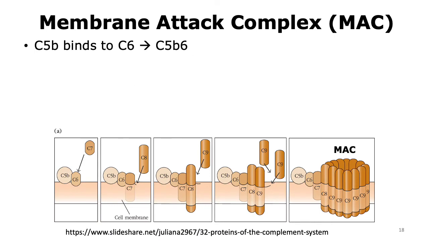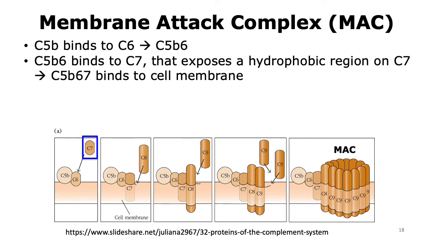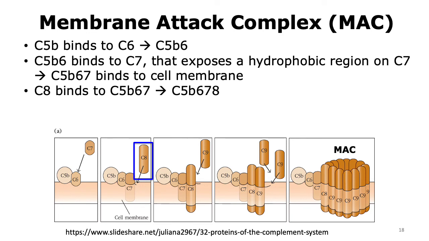Once C5b is generated, it is able to bind to another complement protein called C6. The complex of C5b6 is able to recruit another complement protein called C7. And the interaction of C7 with C5b6 is able to expose a hydrophobic region on C7. And this allows the C5b6-7 complex to be on the plasma membrane of the pathogen. They recruit another complement protein called C8, and thus we form the complex of C5b, 6, 7, and 8.